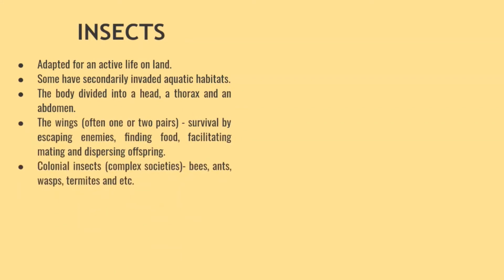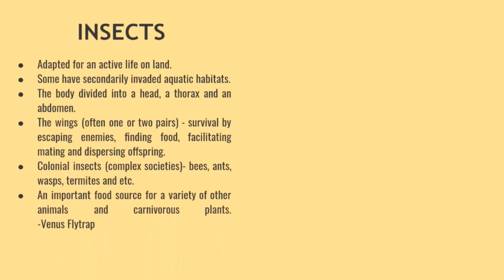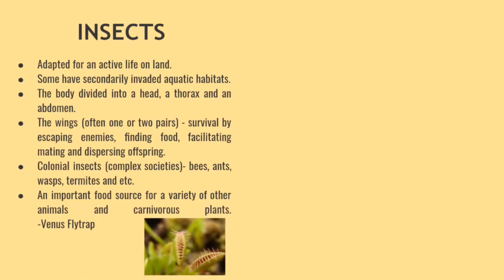Insects also show remarkable behavioral adaptation. For example, colonial insects have complex societies, such as bees, ants, wasps, and termites. Insects are also an important food source for a variety of other animals and carnivorous plants. For example, the Venus flytrap.